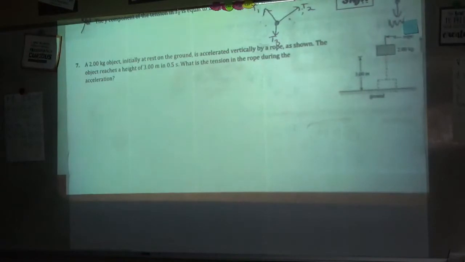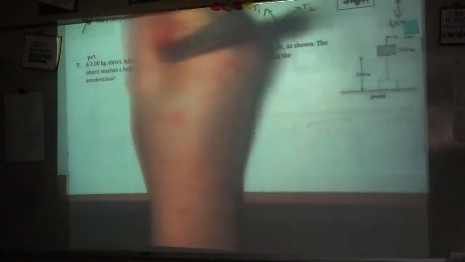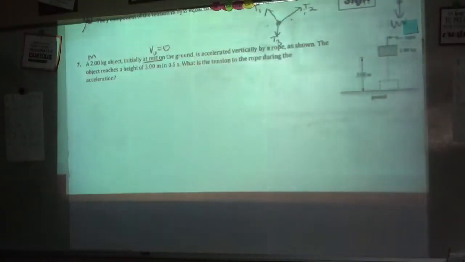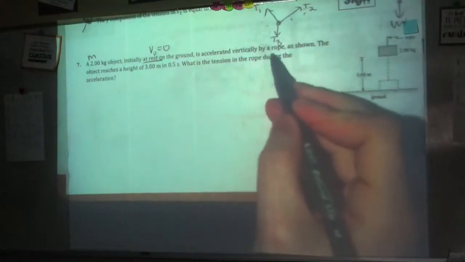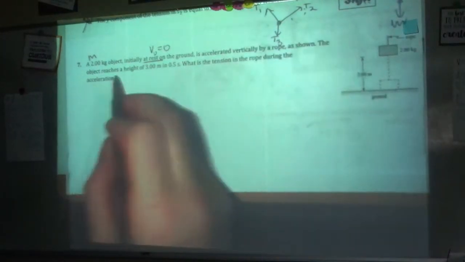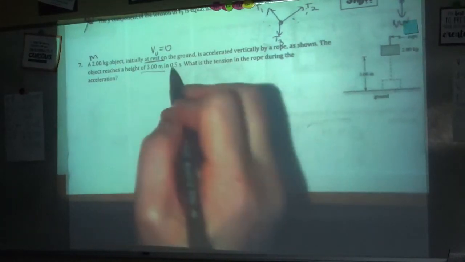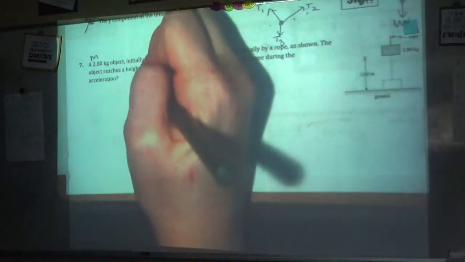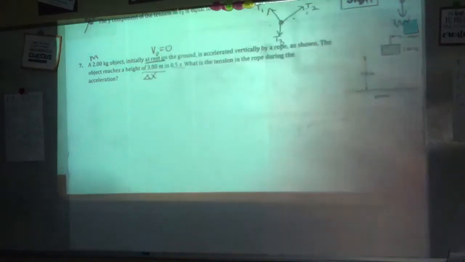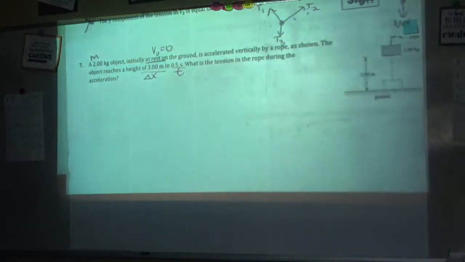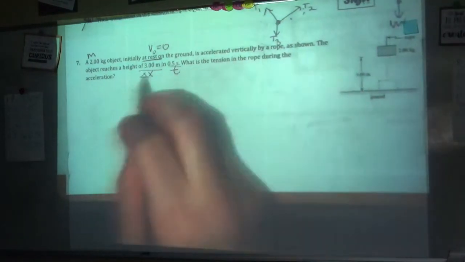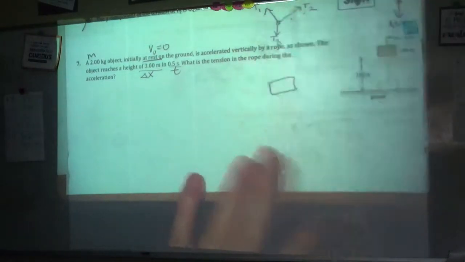7. A 2 kilogram object initially at rest. So I have my mass. I have that it's initially at rest, so V naught is 0. It is accelerated vertically by a rope. The object reaches a height of 3 meters in 5 seconds. So that would be my distance, or I'm going to call it my delta x, and time. And I'm looking for the tension in the rope during the acceleration. So draw a free body diagram.